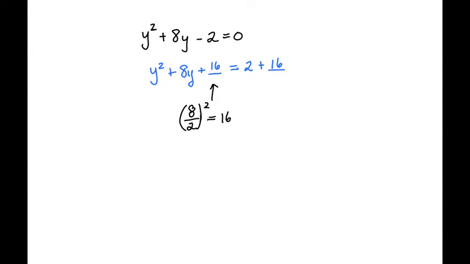So now I look at this left-hand side, y squared plus 8y plus 16. That is a perfect square trinomial. And that's not an accident. I set it up to be such. That factors to y plus 4 times y plus 4. And then the right-hand side, 2 plus 16, is 18.